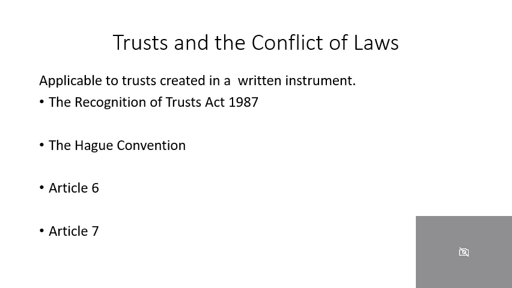Article 6 states that the trust shall be governed by the law chosen by the settlor. So the settlor, in creating the trust in the written instrument, in the trust deed, can actually expressly say which jurisdiction he wishes to deal with this particular trust if ever there were any disputes. So he can expressly say so, or it could be implied by the circumstances of the case.